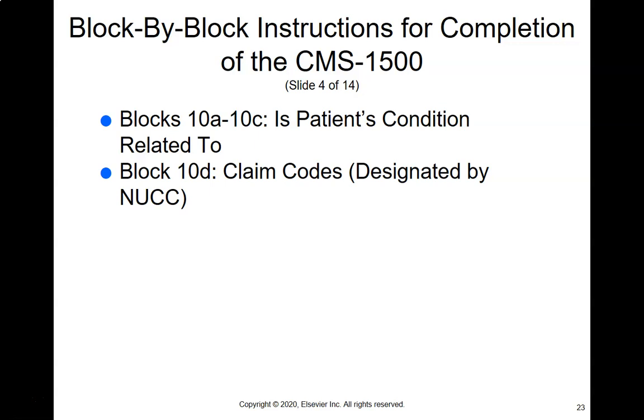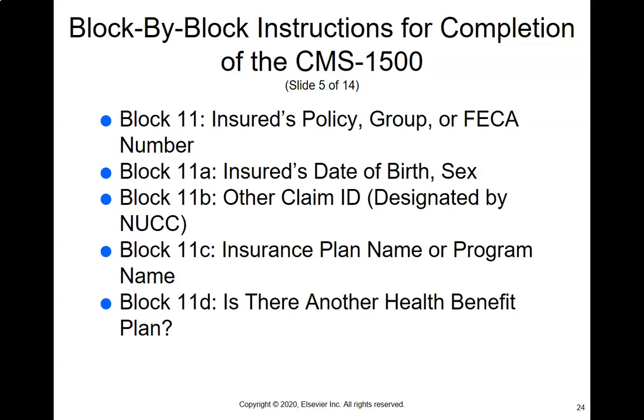Blocks 10A through 10C is patient's condition related to either employment, other accident, a motor vehicle accident, those kind of things. Block 10D are claim codes designated by the NUCC. Block 11 is the insurance policy, group, or FECA number. Block 11A is the insured date of birth and sex. 11B is the other claim ID designated by NUCC. Block 11C is the insurance plan name or program name. And 11D is there another health benefit plan, if the patient's got a secondary or even a tertiary insurance.